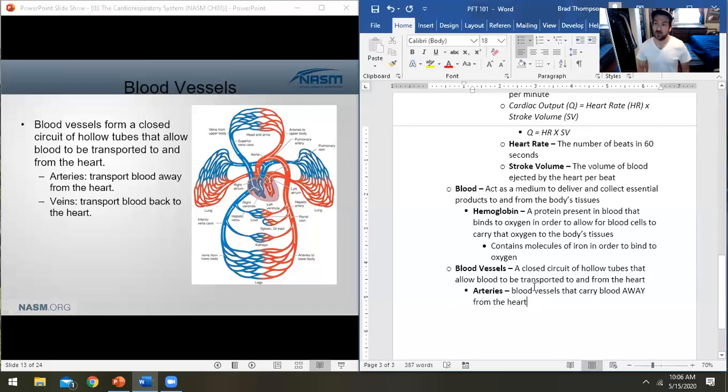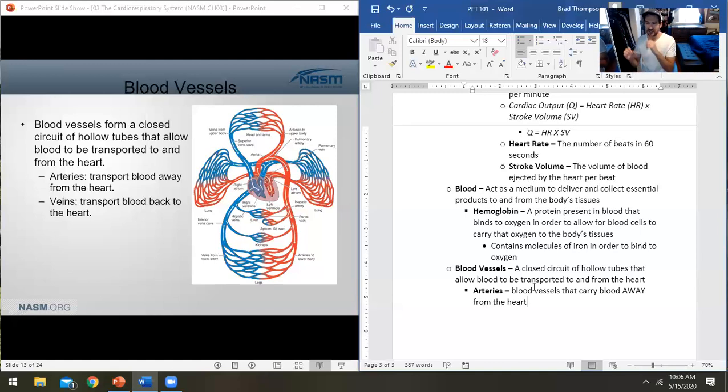So don't pay attention to whether it's oxygenated or deoxygenated. That's a really common rookie mistake that people make when they first start studying the cardiovascular system. Pay attention to what direction it's traveling. If it's away from the heart, it's an artery. If it's towards the heart, it's a vein.